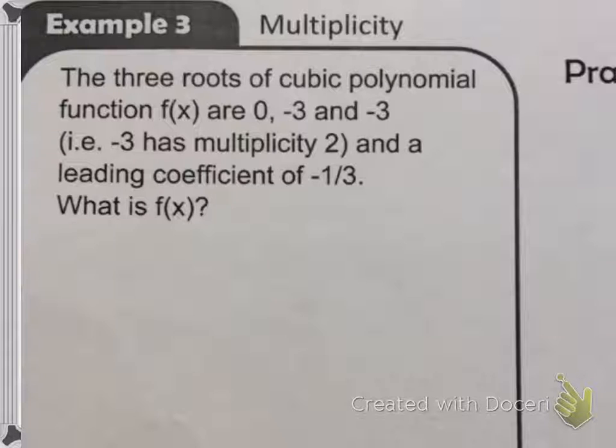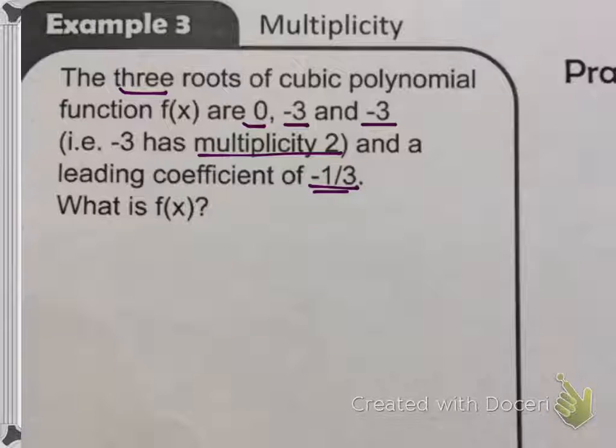This next example is talking about multiplicity. So it says we have 3 roots of a cubic function. We have x equals 0, negative 3, and negative 3, meaning that the polynomial function has the same answer twice, or has a multiplicity of 2. And this time a leading coefficient of negative 1/3. We're going to take care of that leading coefficient part at the very end.